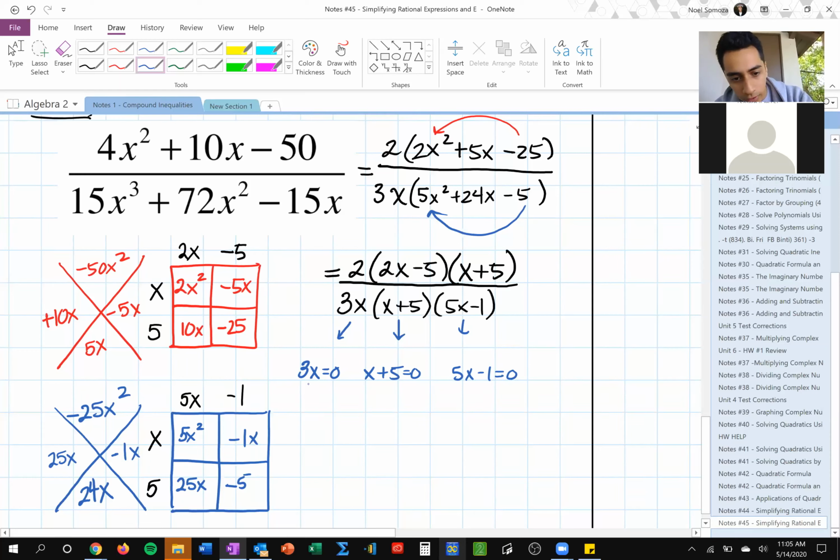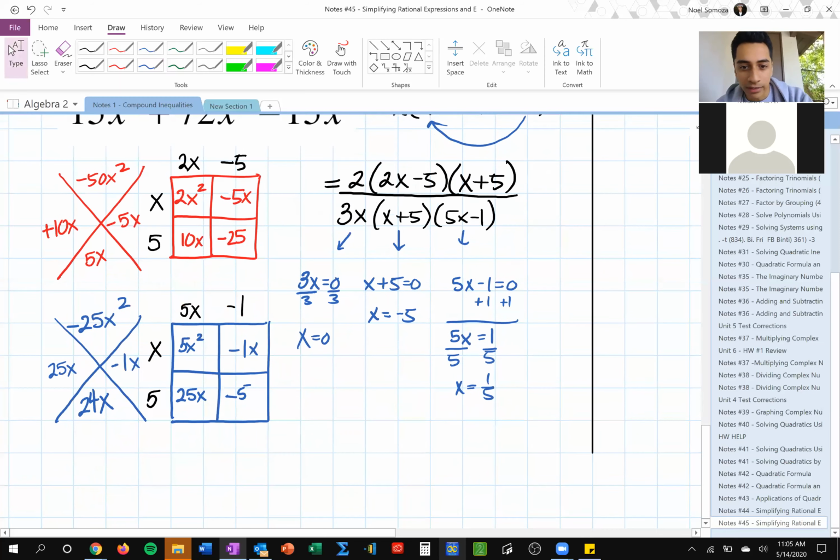Okay, so if you divide both sides by 3, x equals 0 here. If you subtract 5, x equals negative 5. And if you first add 1, 5x equals 1, then you divide both sides by 5. x equals 1 over 5.